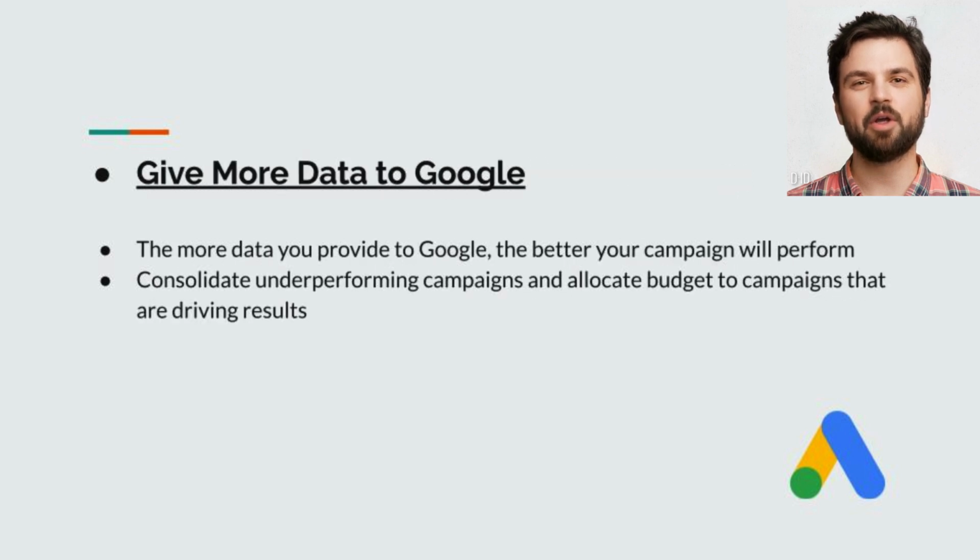Give more data to Google. Now let's talk about giving more data to Google. The more information you provide, the better Google can understand your campaign and optimize it accordingly. Consolidate underperforming campaigns, allocate budget to those driving results, and let Google analyze and learn from the data you provide. This will lead to better campaign performance.